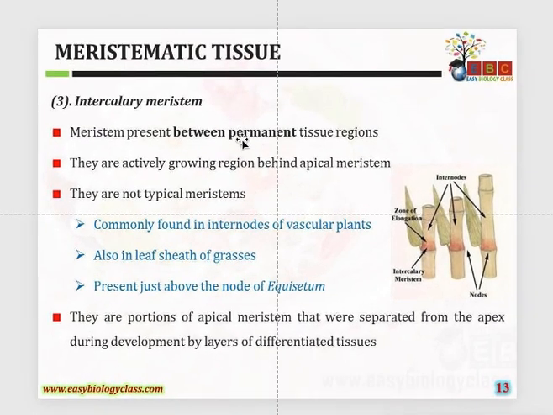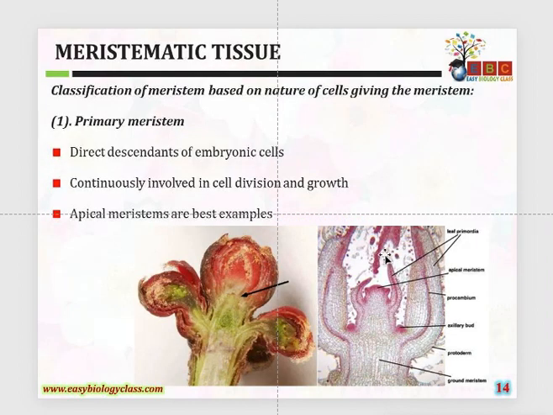The intercalary meristem is between the permanent tissues. These intercalary meristems are found in the internodes. These are not so much, and this intercalary meristem you will not be studying, so I won't stress on this meristem. We are going to study the primary meristem in detail. What is the primary meristem?